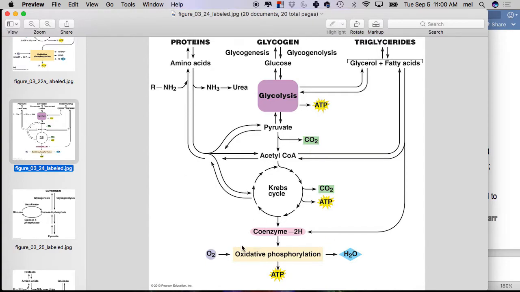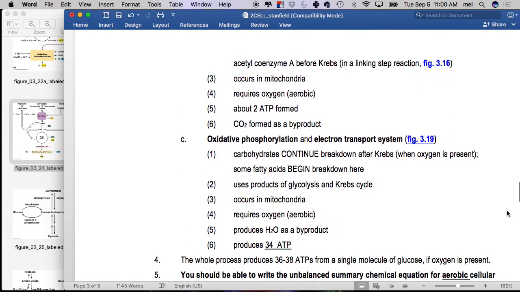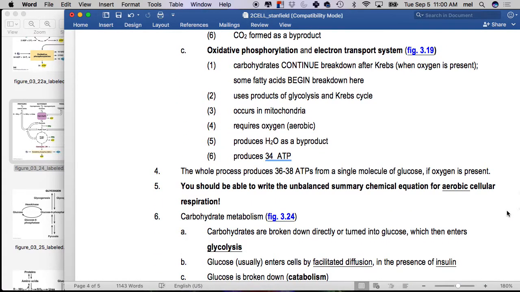Because what I needed down here was coenzyme, again, coenzyme 2H. And coenzyme 2H can be broken down to boatloads of ATP, a little bit of metabolic water, and it requires oxygen. So that process is OXPHOS, oxidative phosphorylation, which should tell you immediately that you actually need oxygen for it.